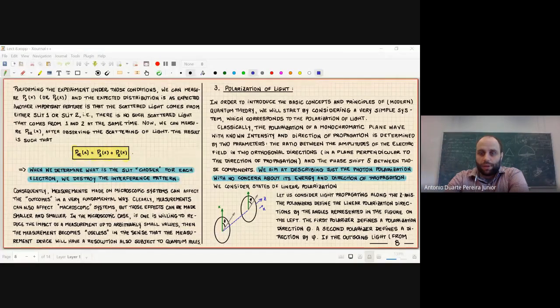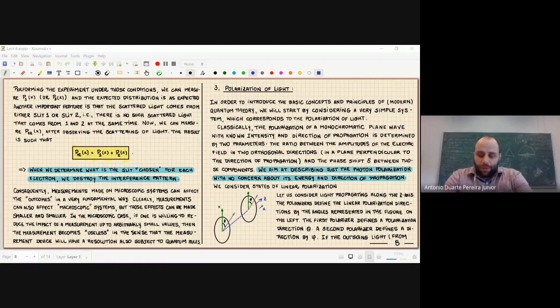There is a question in the chat: what do you mean by identical? Well, I really mean that if I have two photons in this beam, I cannot distinguish them. I cannot look at this photon and that photon and tell that they are different. They have the same properties. Since light is monochromatic, all the photons have the same energy because the frequency is the same.